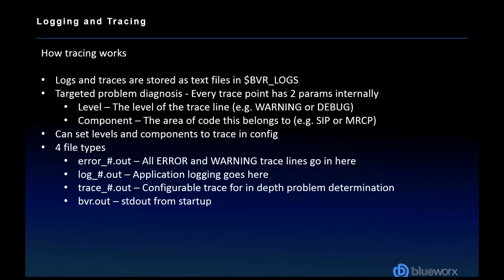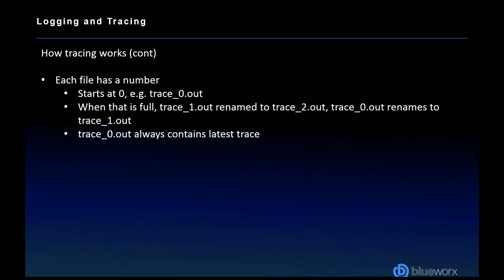So there's the log files. This is entirely for application logging. So if you've written an application with log tags, then they'll go out into the log file. And trace is for targeted problem diagnosis, really. Or you can get everything to go in there if you want to. And this will give you a lot of detail about what's going on. There's also just a standard out file called bvr.out. Nothing really goes in here. It's just where stuff from startup goes. But it's there if you need it.